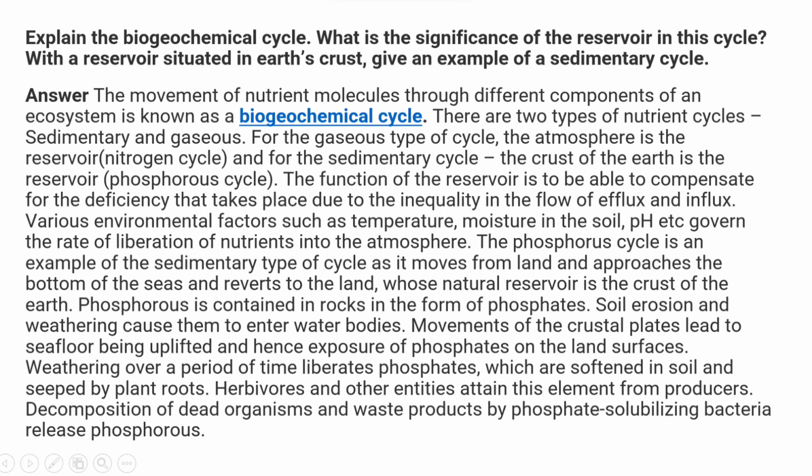Weathering over a period of time liberates phosphates, which are dissolved in soil and absorbed by plant roots. Herbivores and other entities attain this element from producers. Decomposition of dead organisms and waste products by phosphate solubilizing bacteria releases phosphorus.